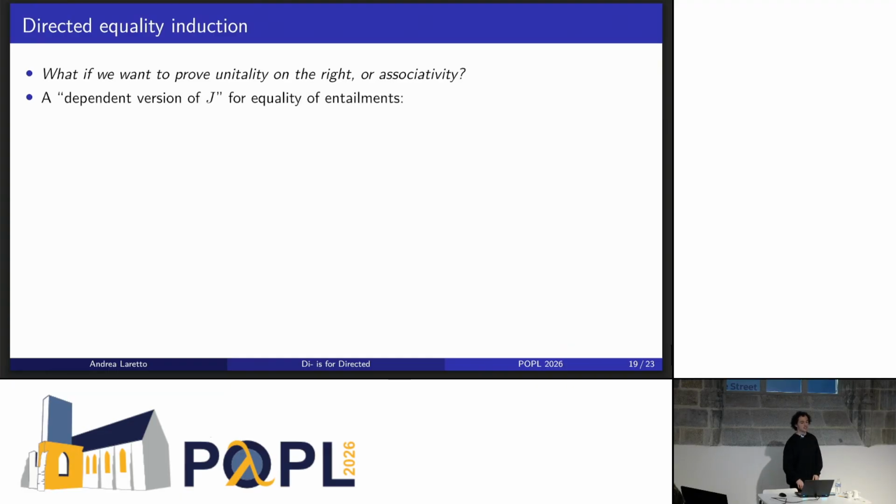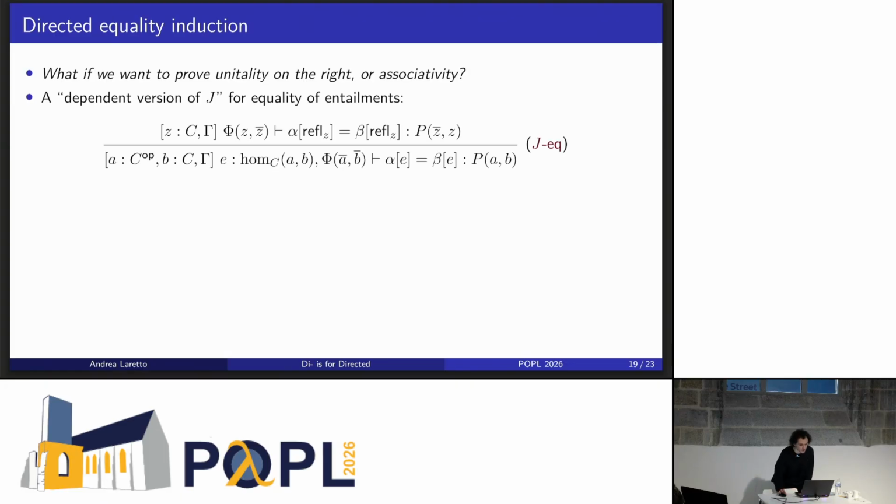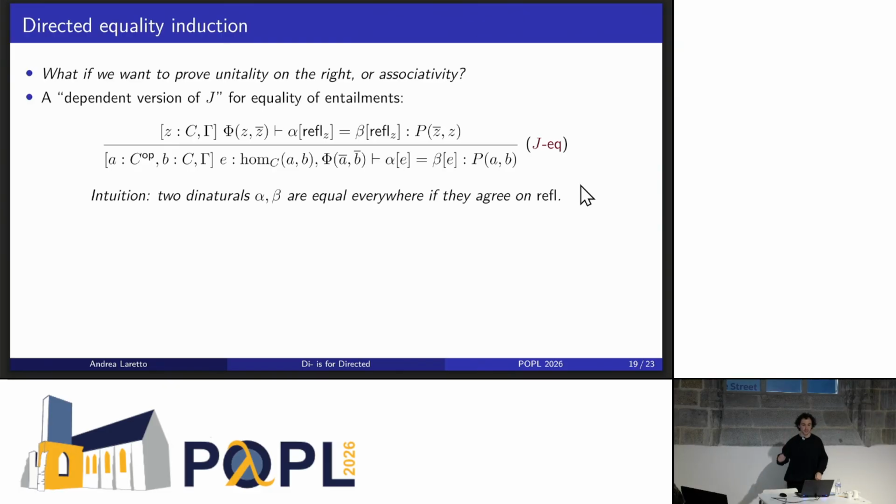And the idea is that we have a dependent version of J that is precisely for this new judgment that I've just told you for equality of entailments. So this is what it looks like. And the intuition is pretty simple. If you have two dinaturals, alpha and beta, here, they are equal everywhere if they agree on Reffel, just on Reffel. And the signature here of alpha and beta is precisely the one that I've shown you for the J rule. Okay? And the hypothesis just says alpha and beta are equal on Reffel.